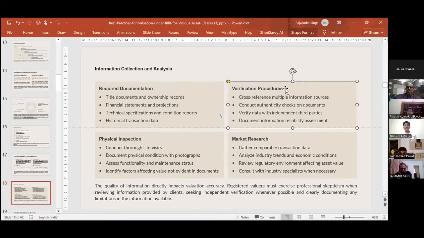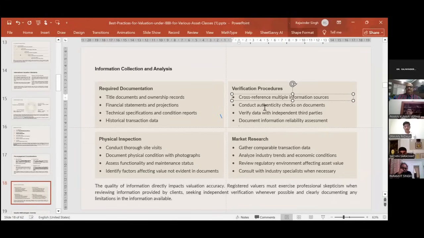So you have to verify whatever data you have collected with cross reference of multiple information sources. You have to conduct the authenticity check of the documents you have collected. You have to verify the data with independent third parties, and you have to do a documented information reliability assessment. So after all these things, you have to do market research.